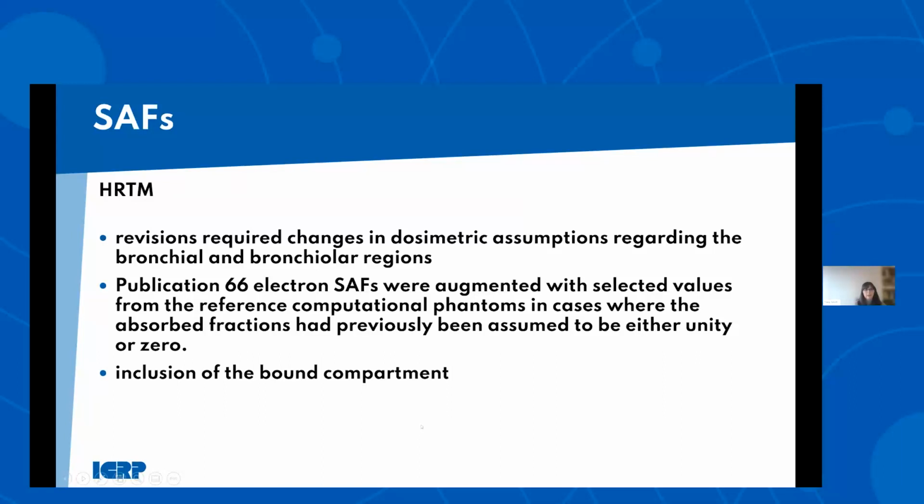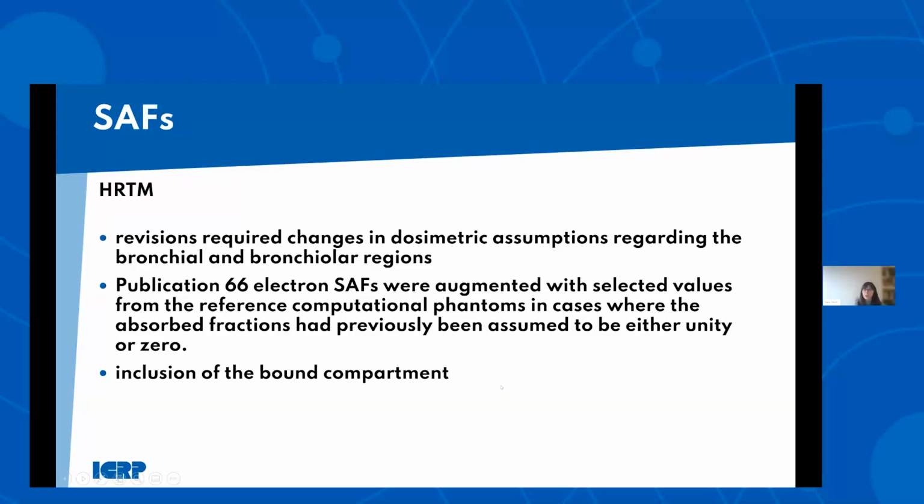Okay, so again, going back to the HRTM, Demetrio talked about some of the structural changes within the actual model, and some of these required changes in dosimetric assumptions regarding the bronchial and bronchiolar regions. So that necessitated some recalculation of SAFs within the lung for use in OIR and EIR. Publication 66 electron SAFs were augmented as well with selected values from the reference computational phantoms in cases where absorbed fractions had previously been assumed to be either unity or 0. So it was completing the data set a bit more where the information was available.